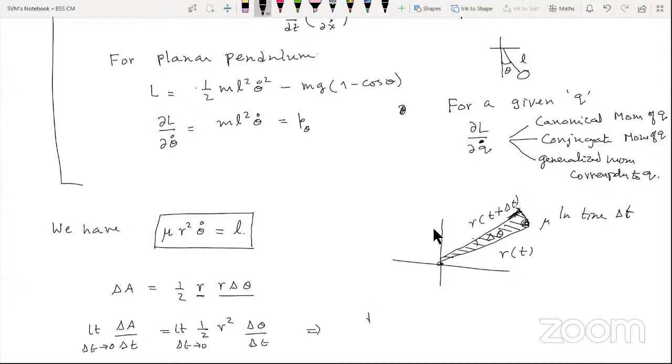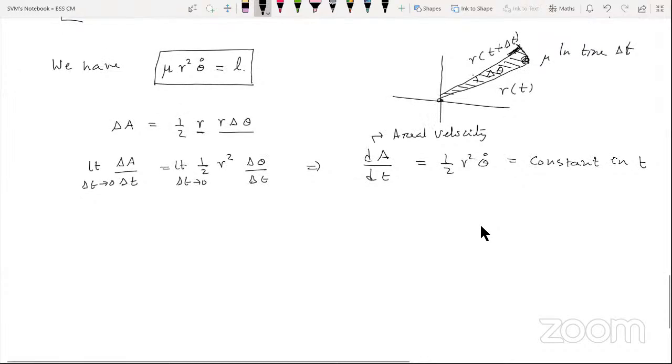So this gives you dA by dt is equal to half R square theta dot. This is what we call areal velocity. But you know, R square theta dot is constant because that is L by mu. So this is equal to constant in T. That means the areal velocity does not change. And you may recognize that this is what is called Kepler's second law. Kepler's second law.